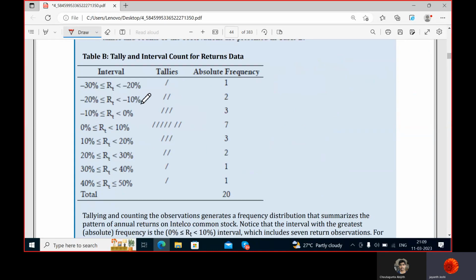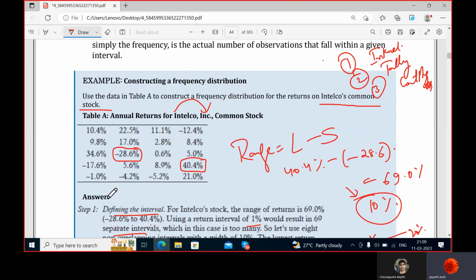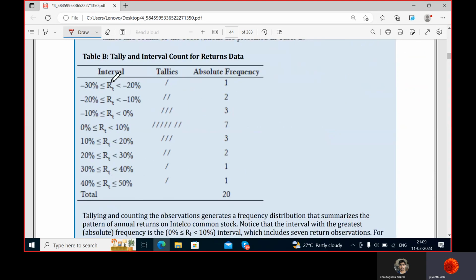In this way they have done minus 10 to 0. How many of the returns would lie in that? Minus 10 to 0, in the sense we are going from negative to 0. You can take minus 5.2, minus 4.2, minus 1.0, correct? Three of the returns. In the same way, we'll take 0 to 10, and they are showing 1, 2, 3, 4, 5, 6, 7, and 10 to 20 they are showing 3. This is an exercise which you can do from your text.